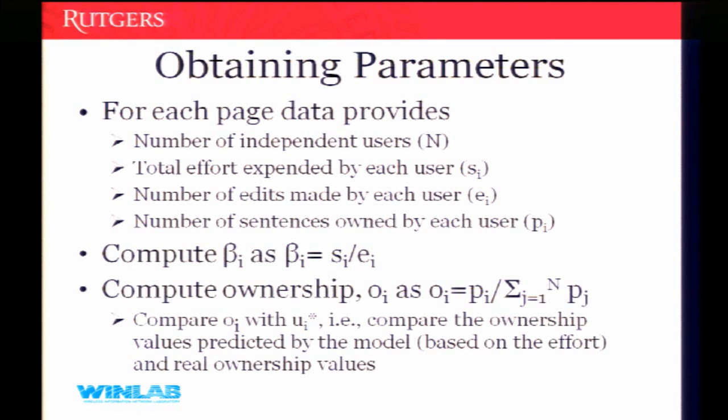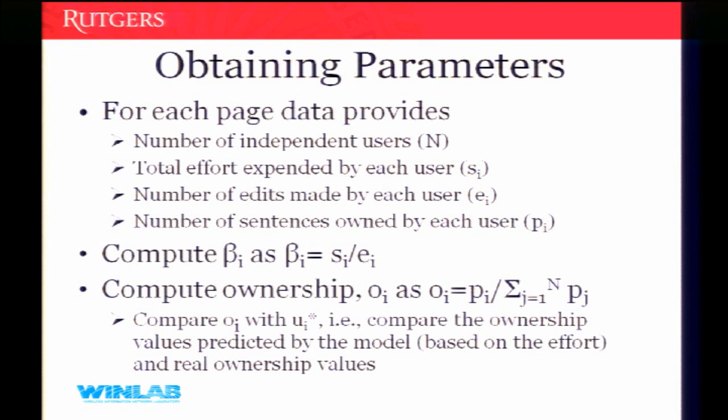So now we compute beta i as si over ei, which is the total effort expended by the user so far divided by the number of edits. So that gives the effort per edit. And we also compute the ownership as pi over summation pj. That is the fractional ownership.